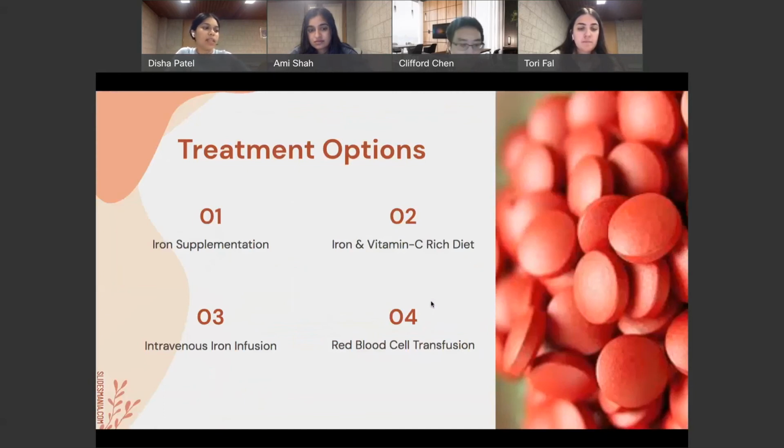Depending on the type of anemia that an individual has, there are various treatment options. In the case of iron deficiency anemia, the patient can take iron supplements, make changes to their diet, receive intravenous iron infusions, and receive a red blood cell transfusion. Please be advised that treatment should be discussed with your provider to ensure safe practices and best outcomes. These treatment options will be further explored in the following slides.